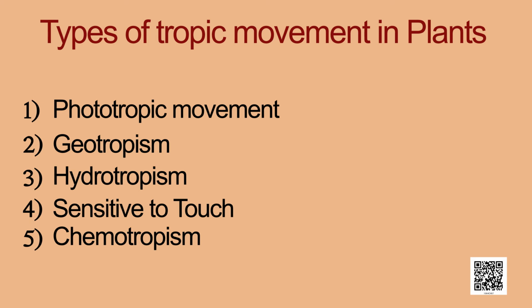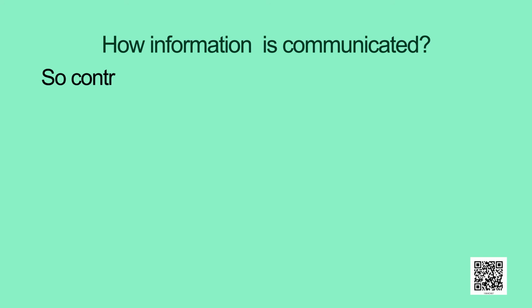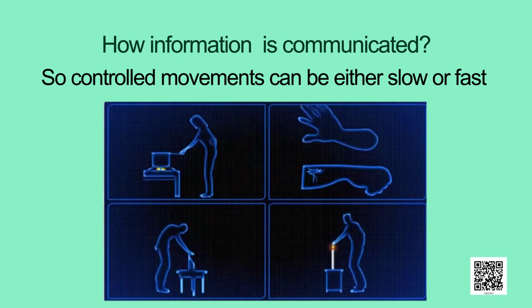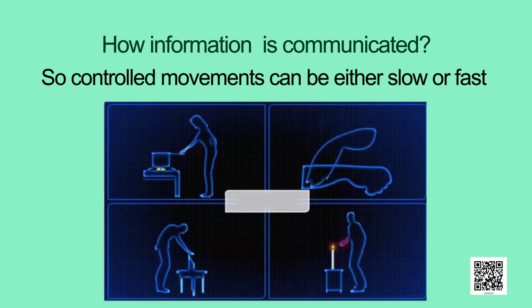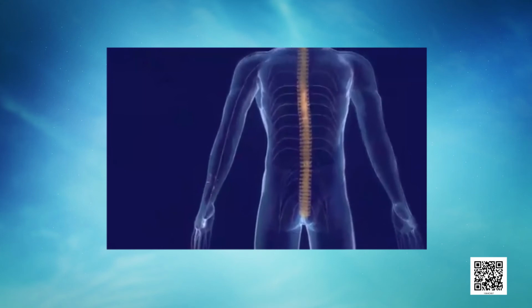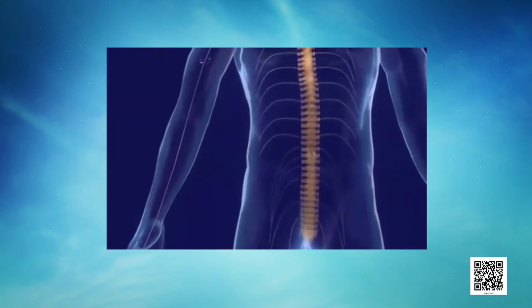Let us now once again think about how information is communicated in the bodies of multicellular organisms. Controlled movements can be either slow or fast. If fast responses to stimuli are to be made, information transfer must happen very quickly. For this, the medium of transmission must be able to move rapidly. Electrical impulses are an excellent means for this. But there are limitations to the use of electrical impulses.